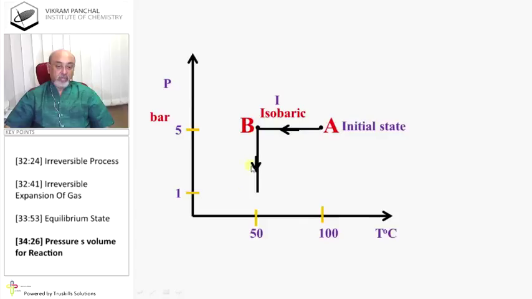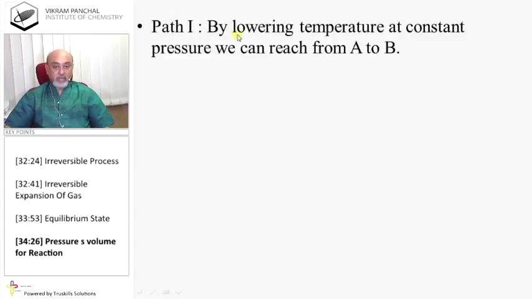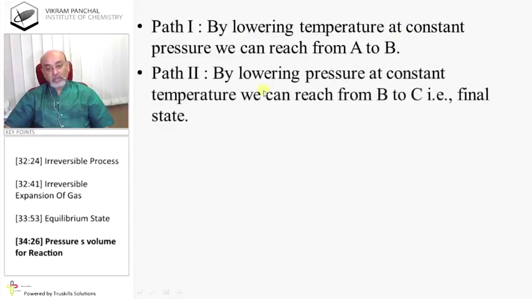Then we bring the pressure down to 1, and when the pressure is brought to 1, the temperature stays the same, so it is isothermal. So the second step is isothermal, the first step is isobaric, or vice versa: isothermal first and then isobaric second. So finally we reach C, which is the final state. Path 1, by lowering temperature at constant pressure, we can reach from A to B. By lowering pressure at constant temperature, we can reach from B to C.